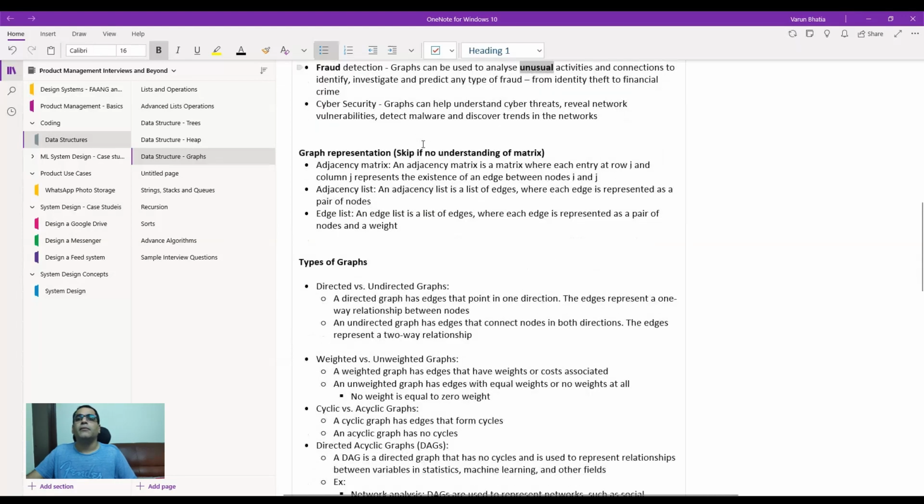And you are not only investigating it, but you are also trying to predict and correct any type of fraud. Cyber security, again: graphs will help you understand cyber threats, reveal network vulnerabilities, and detect, let's say, malware intent. How do you do that?